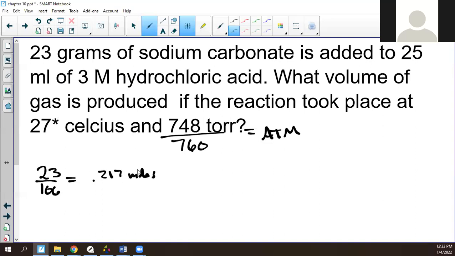Okay. You with me? All right, then the acid, this time it's 0.025 liters times 3, right? So I get 0.075 moles.